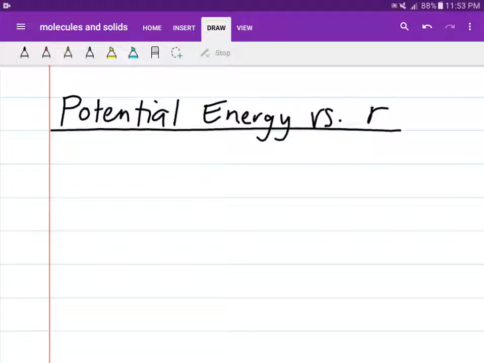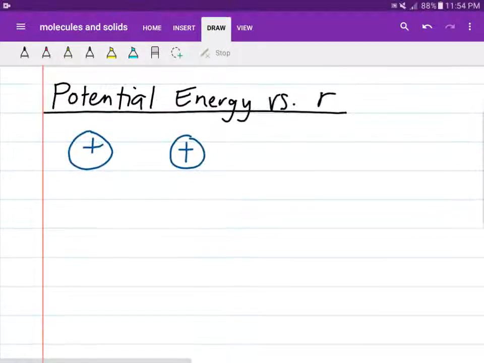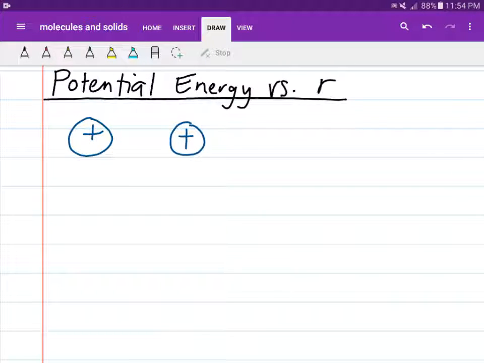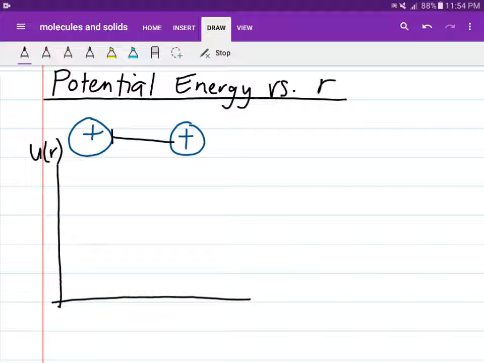So before we understand how bonding works, let us first look into how repulsion works. So first, let's look at, for example, two positively charged atoms. So let's look at their potential energies versus R. So here I have potential energy as a function of their atomic separation R.